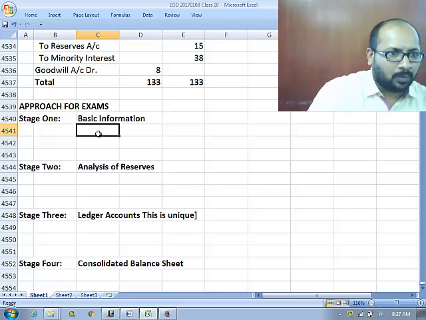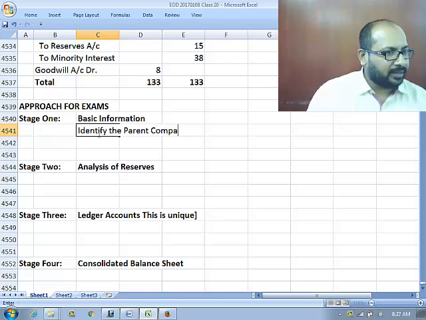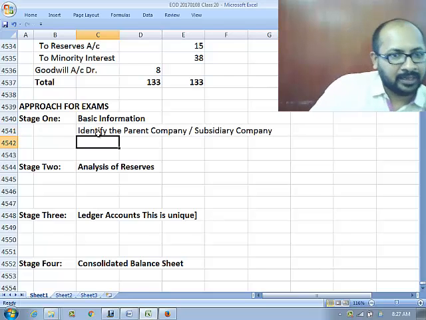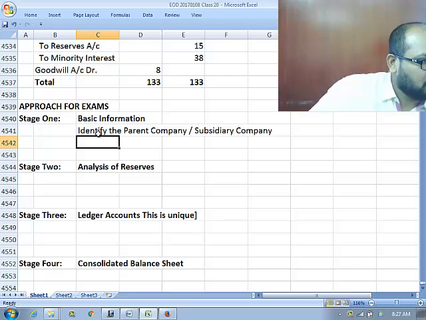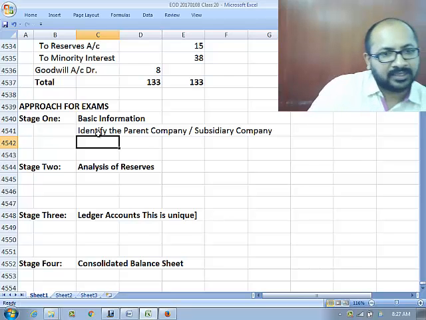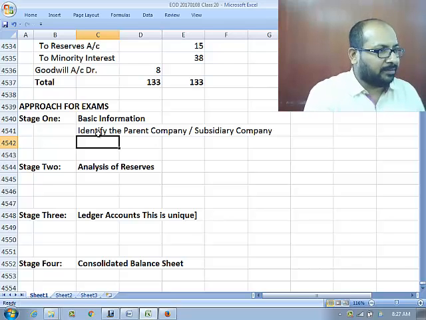Basic information, what is it we will do? We will only identify the parent company and the subsidiary company. We have actually seen quite a few kids who prepare the balance sheet with the subsidiary as the parent company. It is a habit, you understand: the first column is always the parent company, the second column is always the subsidiary.